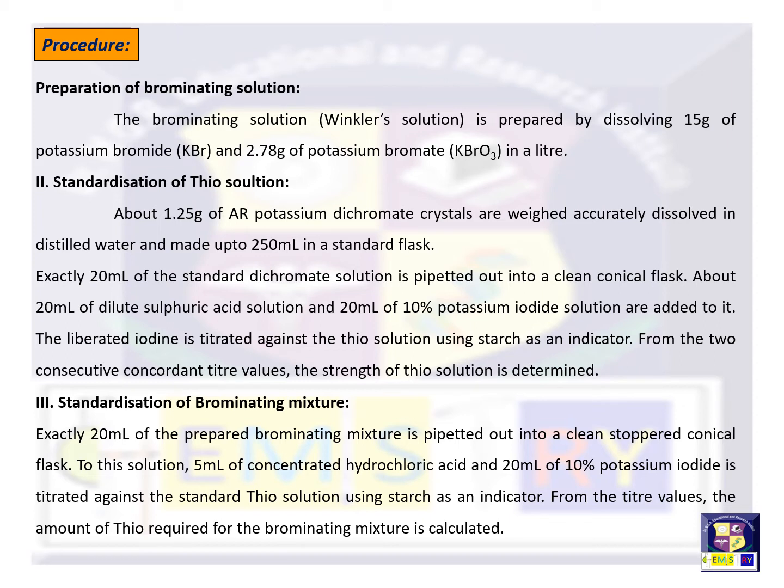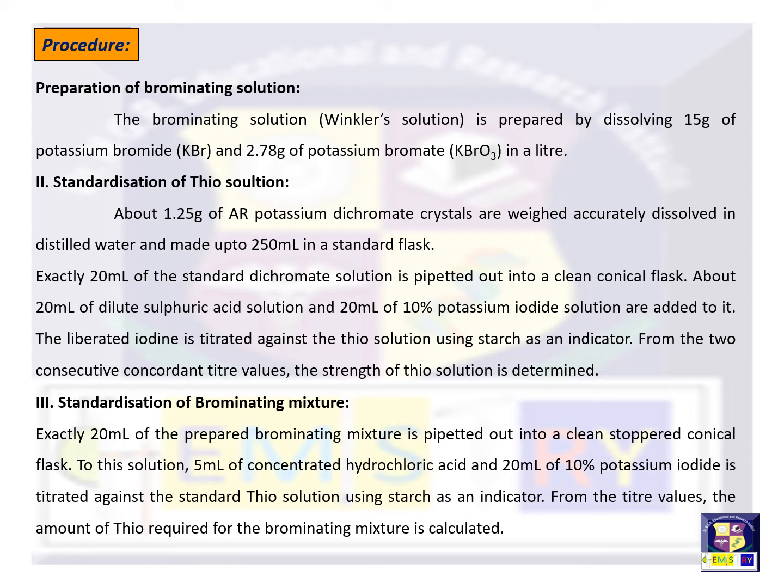Next we have to do the solution standardization, that is sodium thiosulfate standardization. For standardization we need a primary standard, which is potassium dichromate, and this should be about 0.1 N strength. For this reason we approximately take 1.25 grams, noting down the weight of how much we are weighing, and transfer it into a 250 ml standard flask to prepare 0.1 N potassium dichromate. Using this primary standard solution, we are going to standardize the thiosulfate solution.